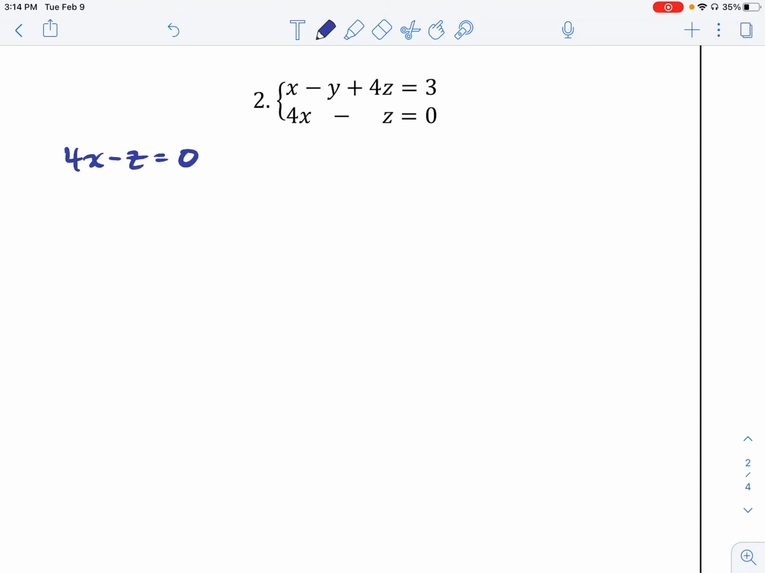And if I isolate z, just move z over to the other side, I already see that z is equal to 4x. In other words, z is dependent on what x is. So this is kind of our first sense of why we call this a dependent system, because we're going to see that these variables, x, y, and z, will all depend on some independent variable.